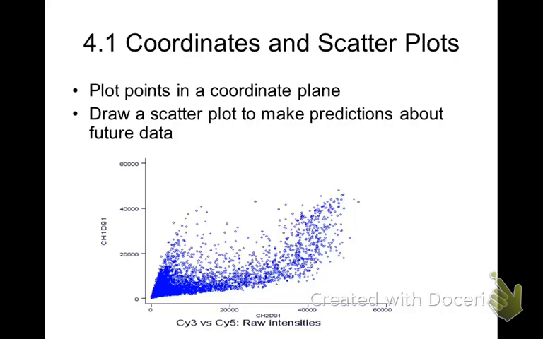Okay, so section 4.1 is on scatter plots and the Cartesian plane. Today what we're going to learn is how to graph a point, and then, when you graph a whole bunch of points, what kind of interpretations you can make from them.